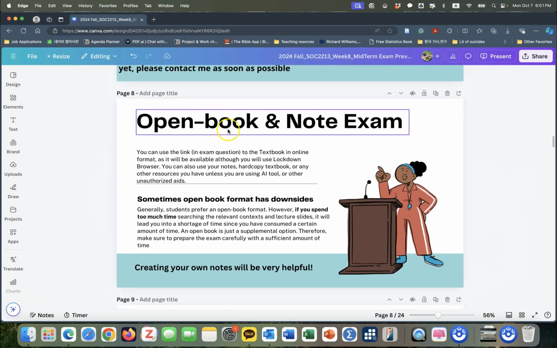So this is technically an open book exam. As you experienced in the weekly quizzes, I will put the link to the Sociology 3rd edition textbook. But you cannot open your notes or others on the website. If you want to prepare your notes for the exam, you can write them down or print them out, whatever works for you. You can use the link in the exam question for your textbook, but again, your notes and your hard copy textbook will be fine.